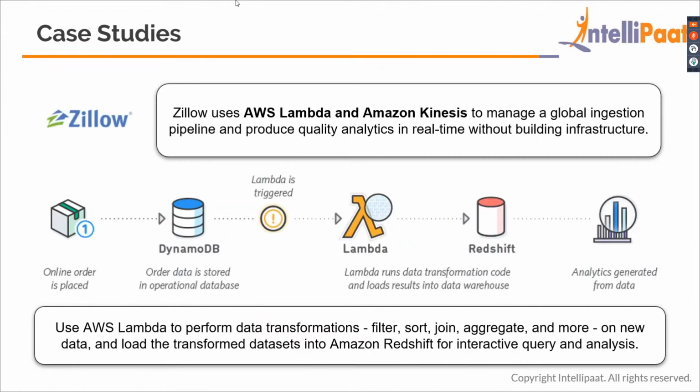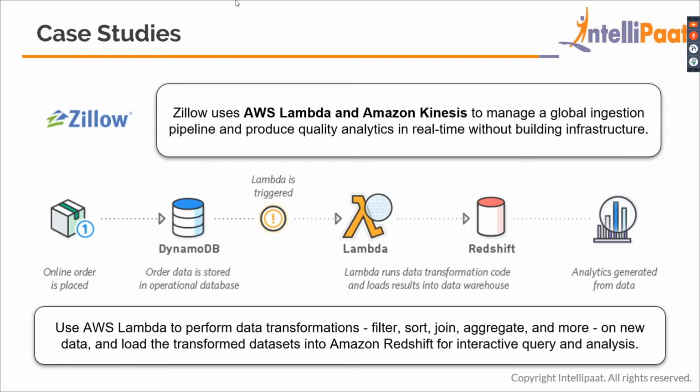Next case study is Zillow. As I told, Zillow is an e-commerce platform. Zillow uses Lambda and Kinesis. I didn't discuss Lambda because it does not actually fall under the category of big data. To put it simply, Lambda is a service where you can put your code, and whenever an event occurs, the Lambda function will be triggered and that code will run once. This is why we use Lambda.